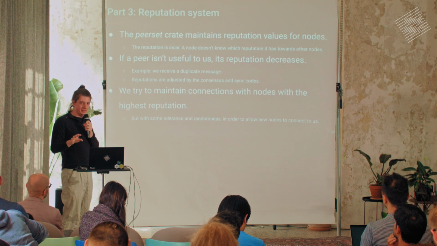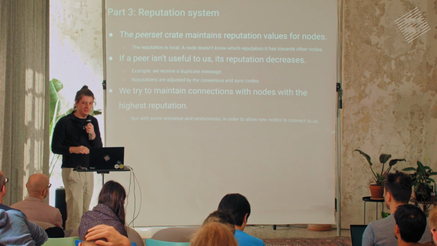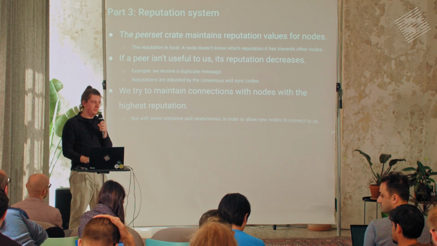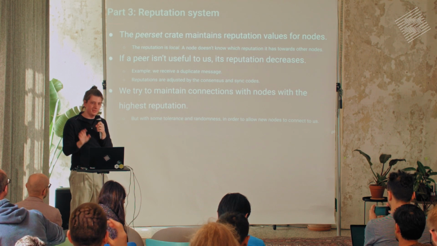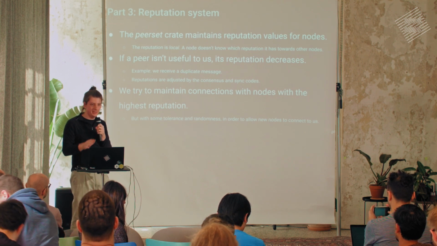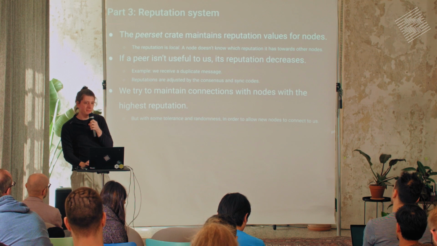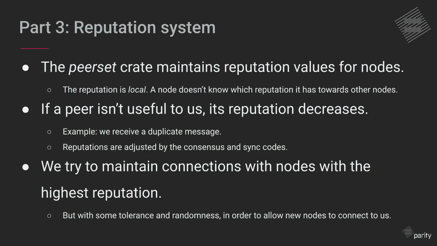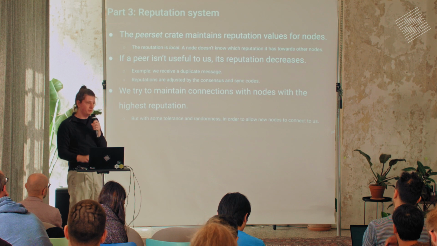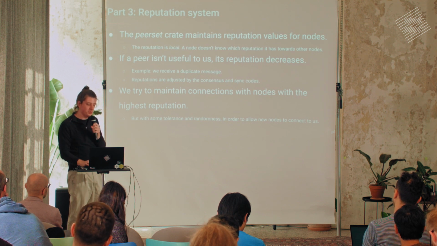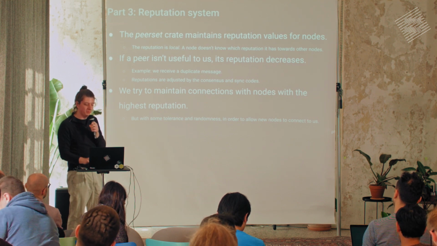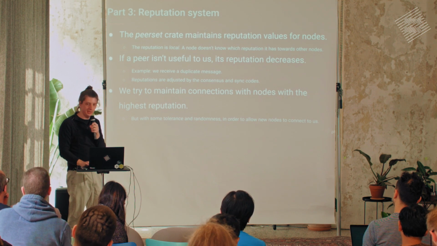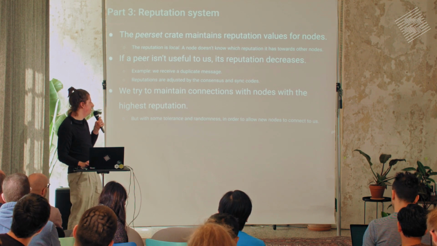If a peer is not useful to us, we decrease its reputation. That's done by the consensus code. If the consensus says that a node is bad, it's going to decrease its reputation. And the peer set is trying to maintain connections with the nodes with the highest reputation, but with some tolerance, because otherwise the network would never move. We want to allow newcomers to be able to join our nodes, and that's why we want to randomly disconnect existing connections to replace them with new ones.